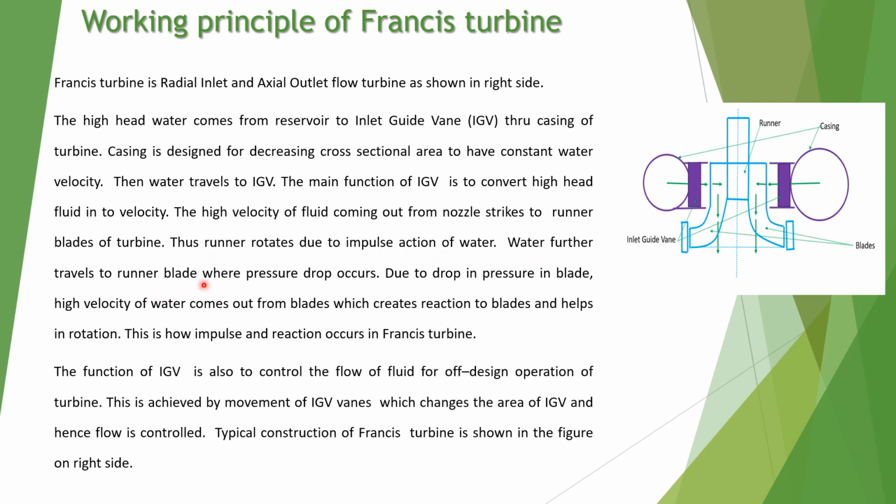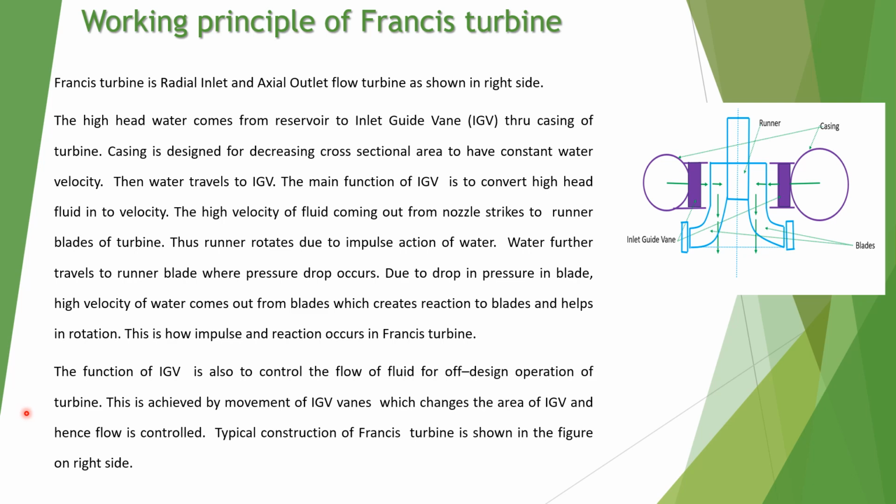Water further travels to the runner blade where a pressure drop occurs, and due to the drop in pressure in the blade, high velocity water comes out from the blade, which causes a reaction on the blade and helps in rotation. This is how impulse and reaction occur in the Francis turbine. So we can say water comes radially and goes out axially for the Francis turbine, and it is an impulse and reaction turbine. The main function of the IGV is also to control the flow of fluid for off-design operation of the turbine, and this is achieved by movement of the IGV's vanes, which changes the area of the IGV, and hence flow is controlled.